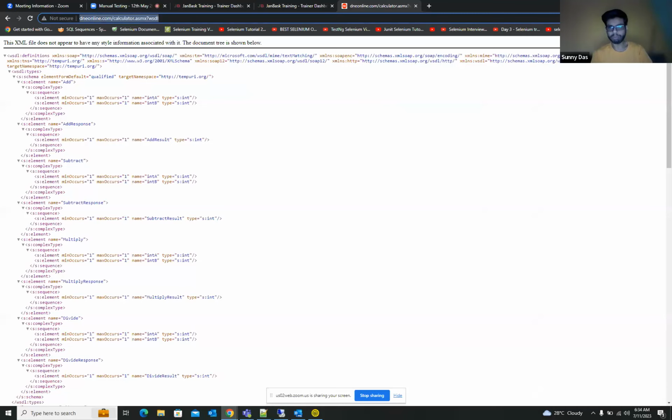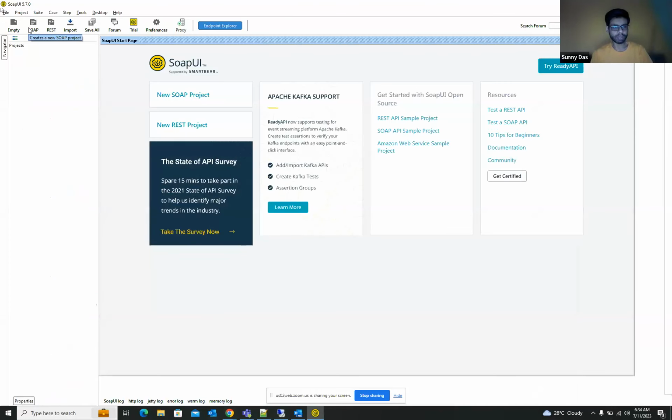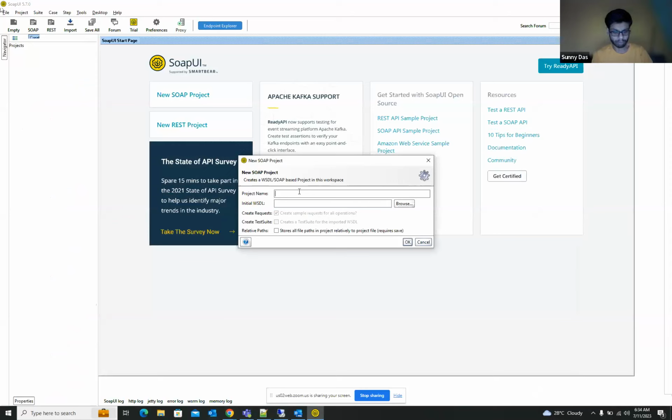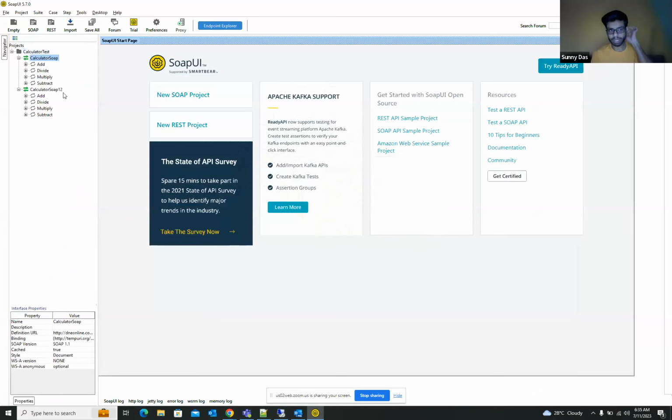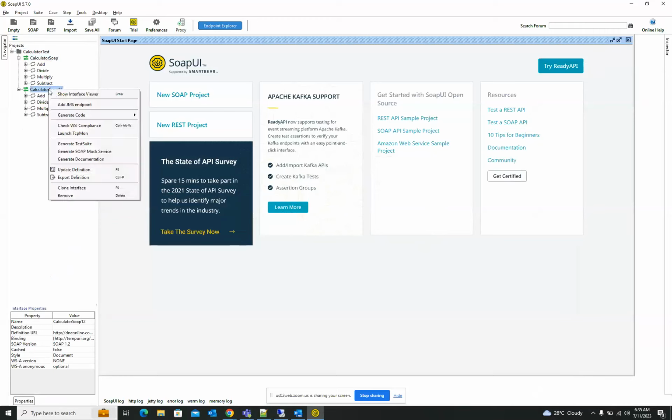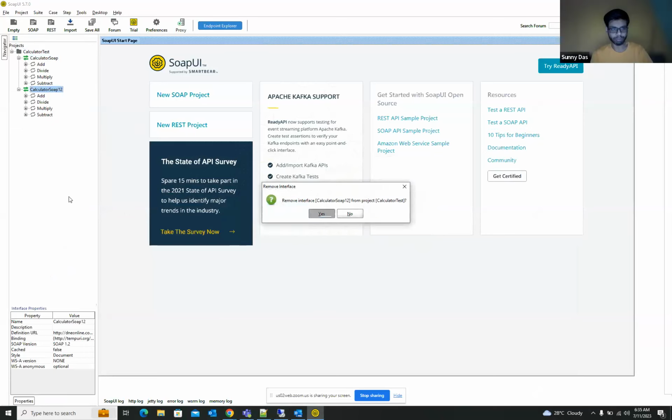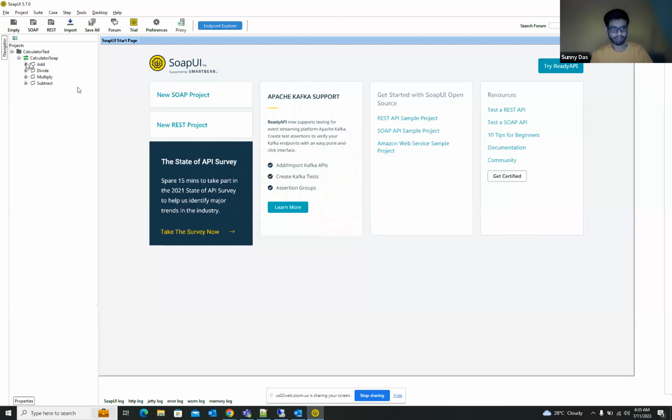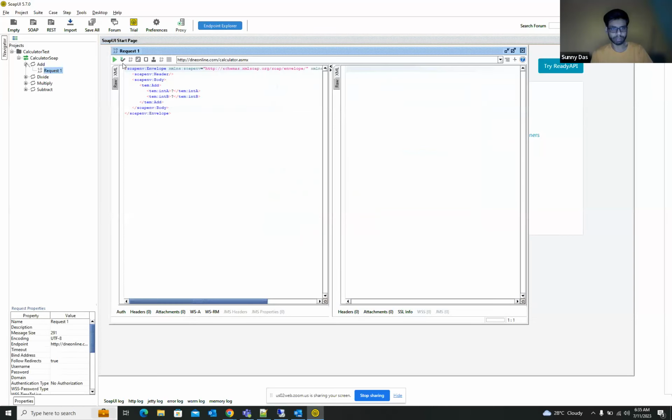So if I copy it, then I click on this SOAP. I give the project name as calculate test, provide the initial WSDL here, and click on OK. This will create the structure for me. This is not required, so I can just remove it. For that I have this remove option. That will remove the files from here. Then I have all these different operations: this is for add, divide, multiply, subtract.